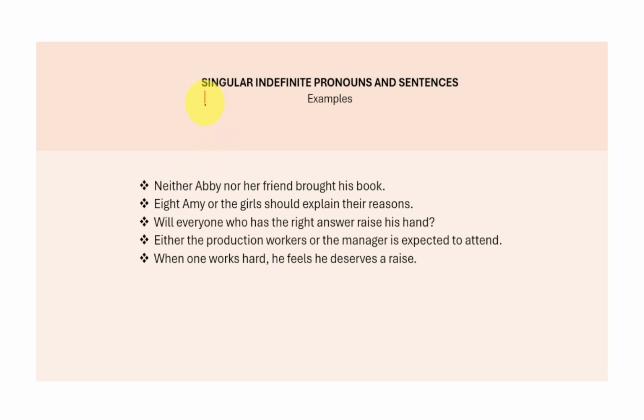So, I decided to give you guys some examples here, and then we're going to use the main sentence. Neither Abby nor her friends bought his book. Take a look. When you take a look, there's a mistake, because Abby is a female, not a male. So neither Abby nor her friend brought his book. We have to fix this. We have to put her books. So we're going to put her.